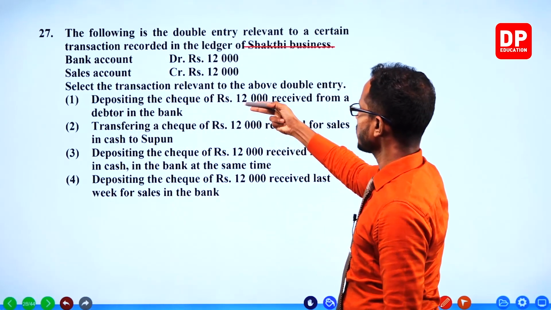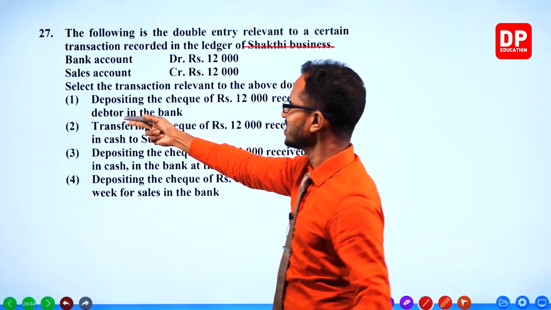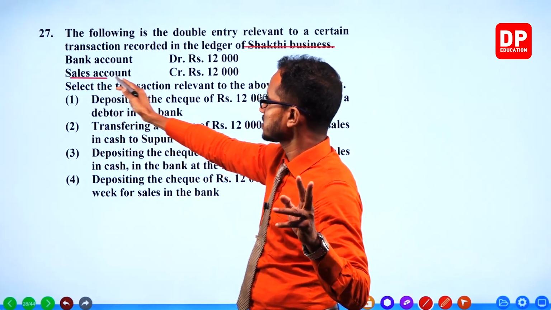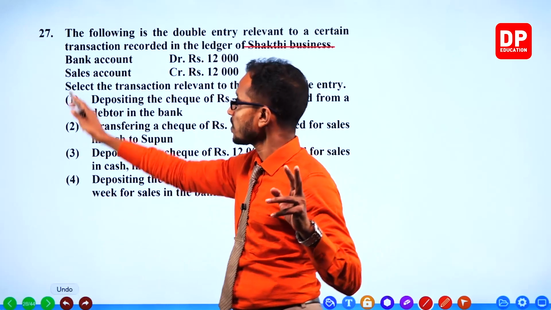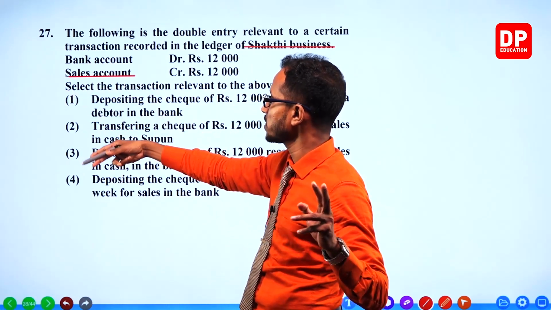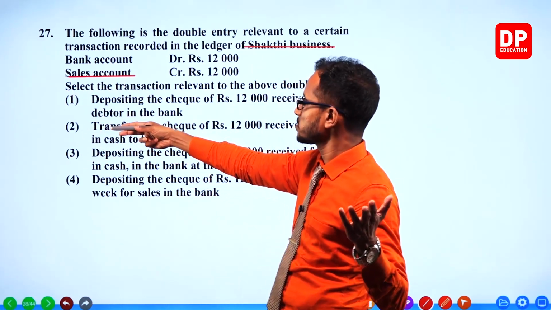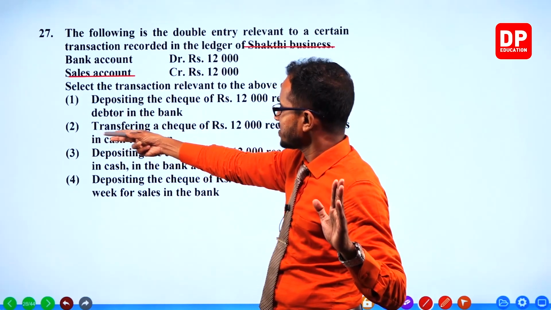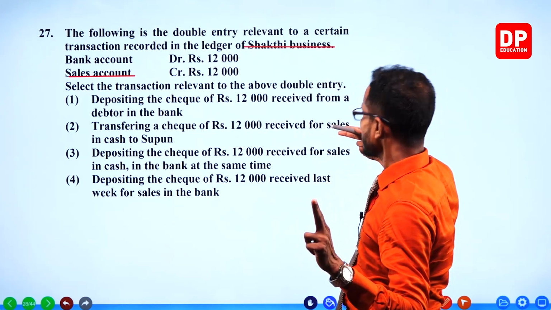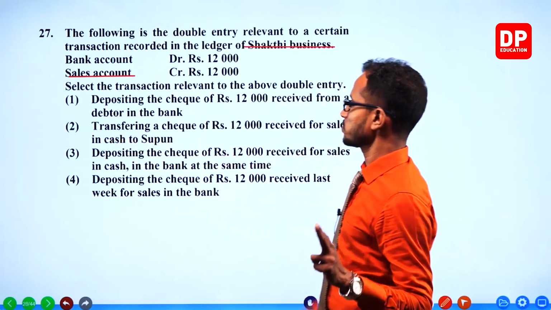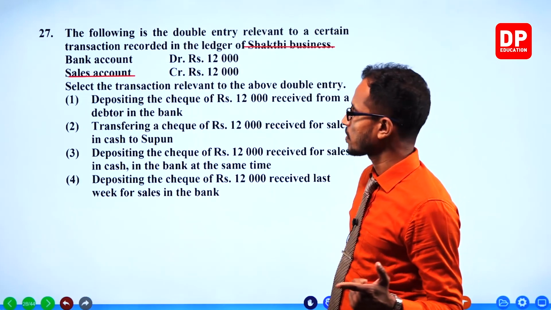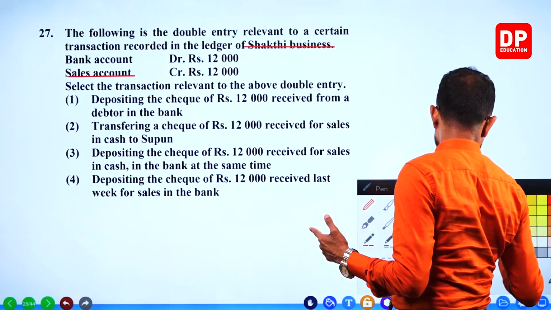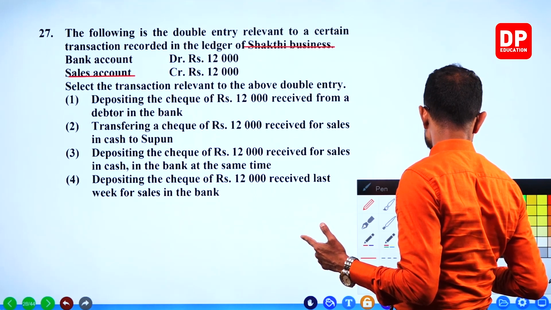What is the transaction relevant to the above double entry? Depositing the check of 12,000 received from a debtor? No. It's not a debtor here. It's a sales account that we have here, right? It's not a debtor's account. And transferring a check of 12,000 received for sales in cash to the bank. That might be the answer.